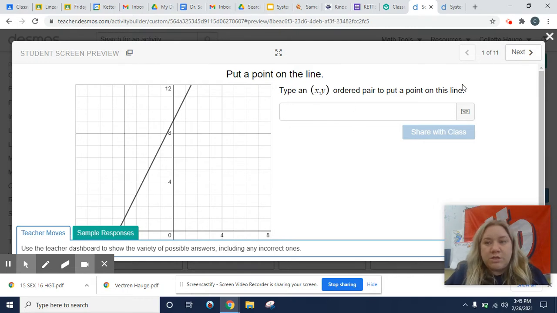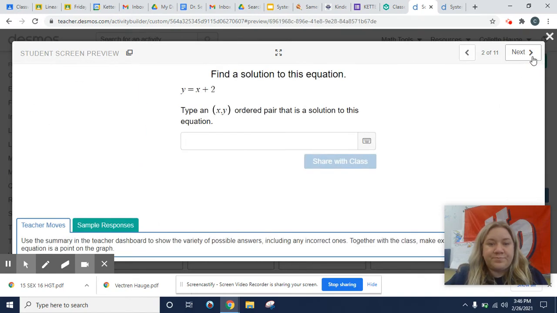So you are going to do slides 1 through 4 on this Desmos. You'll find that in Google Classroom. And this just wants you to type an XY ordered pair to put a point on this line. So you want to click anywhere on here, find an ordered pair, type it in here, and you want it to go on the line.